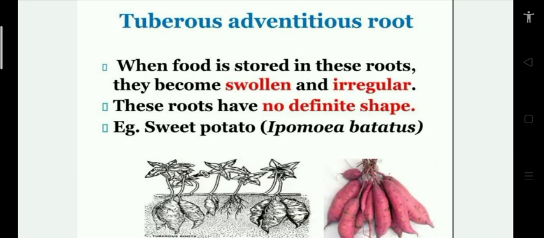Next, adventitious roots. Even adventitious roots are modified for food storage. Tuberous adventitious root: when food is stored in the roots, they become swollen and irregular. For example, sweet potato, scientific name Ipomoea batatas. There is no particular shape. They become swollen. Sweet potato is an adventitious root modification, mainly for food storage. Tuberous adventitious root, example sweet potato, Ipomoea batatas.